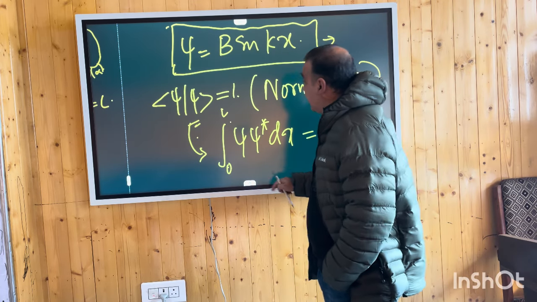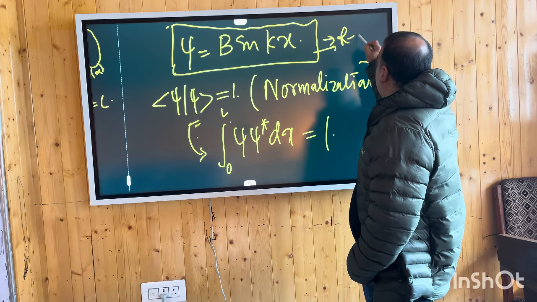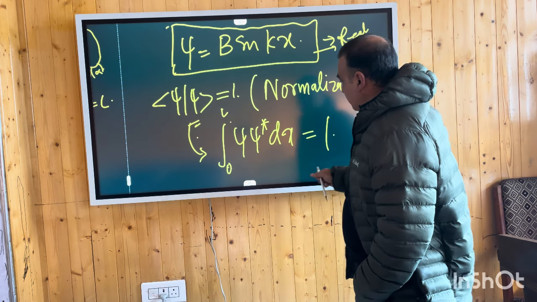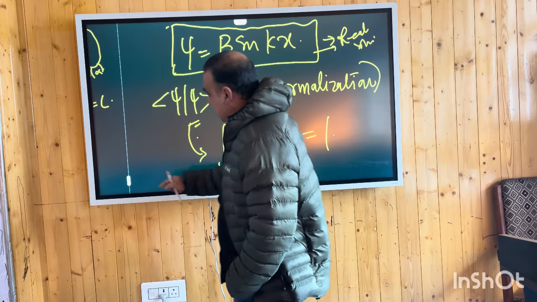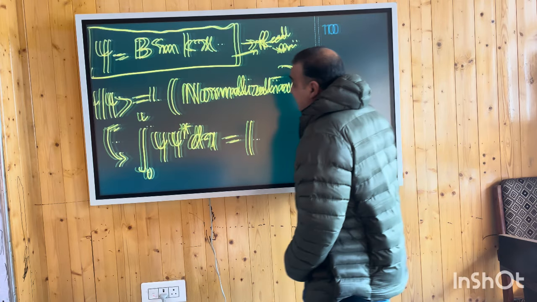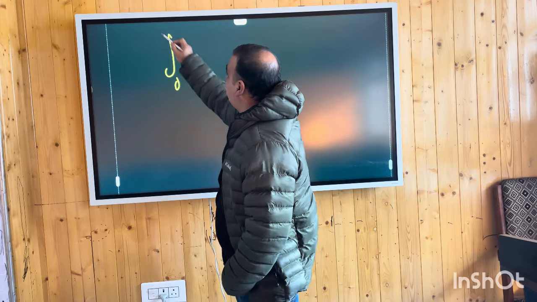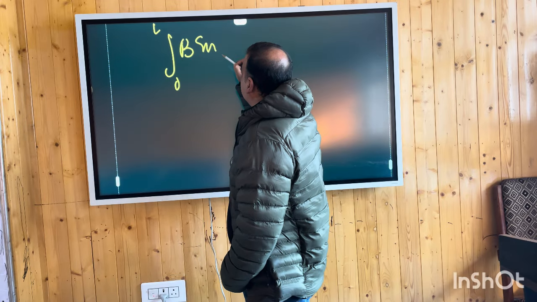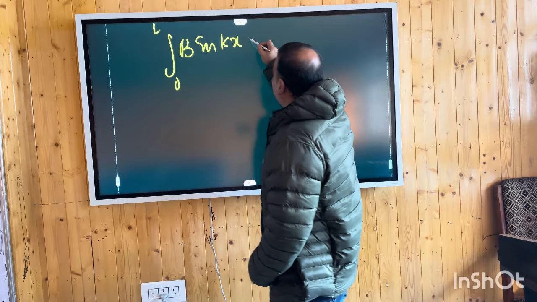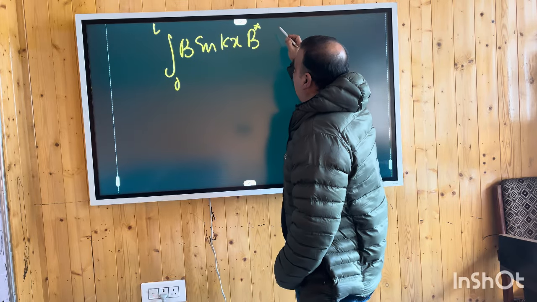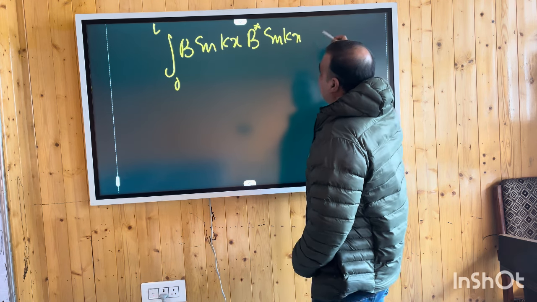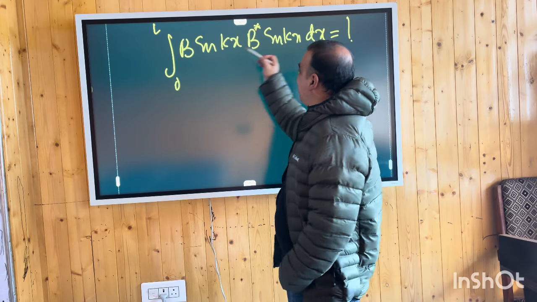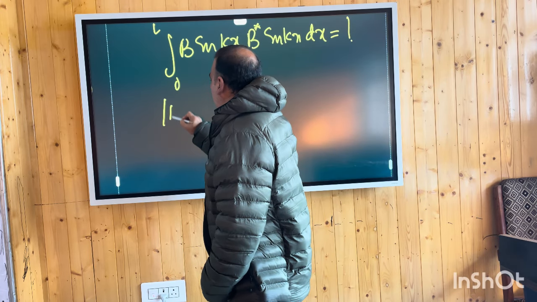From here, we can see that we have a real solution. If we have a real solution, there is no problem with the star, because the complex conjugate of a real is again a real. So we will have this integral running from 0 to L, and then you will have this b which you want to calculate, and sine of kx, and then again you will have b star and sine of kx, and then dx equals 1. So this b and b star will give us the mod of b squared.